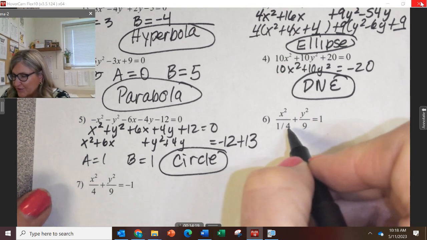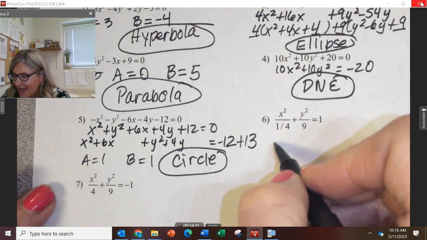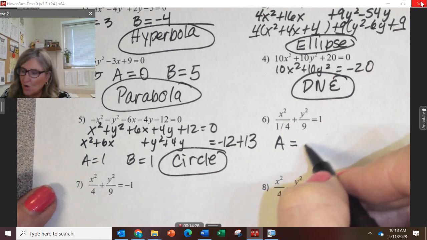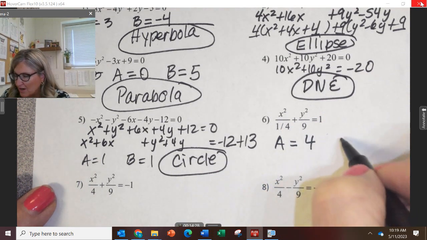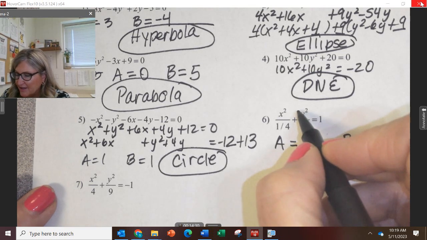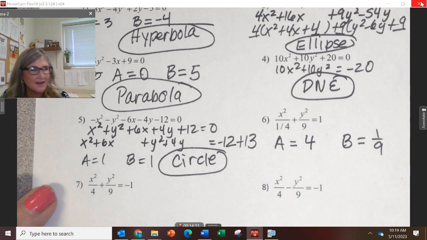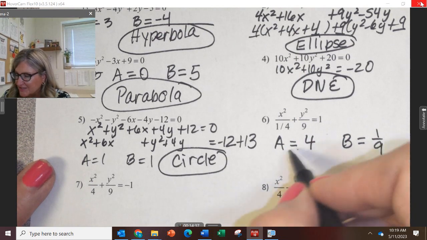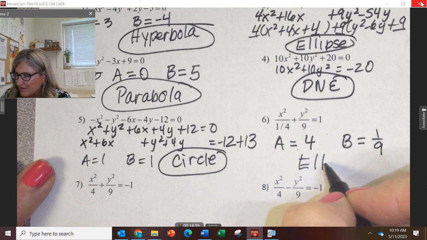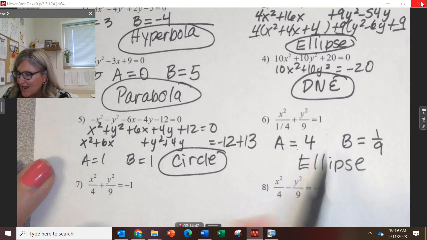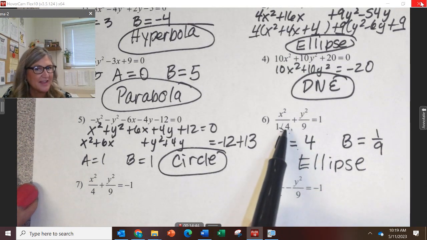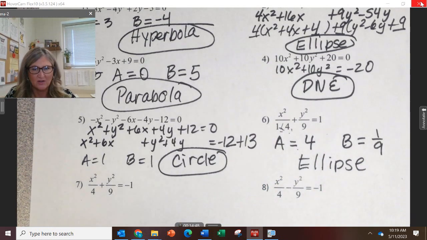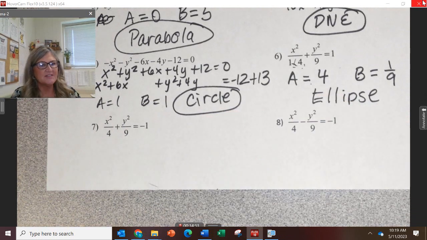Guys, if I ask you for the coefficient of x squared, if I asked you what A is, what would you say? 4. Very nice. A is 4. B is actually 1/9. Nice. So whenever A and B have different values but the same sign, that's going to be an ellipse. In fact, I would have to go out 1/2 in the x direction and 3 in the y direction, create the box. It would be real small, but we could do it. Okay, number 7.